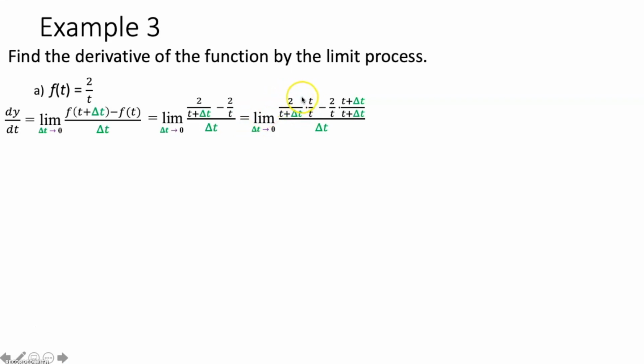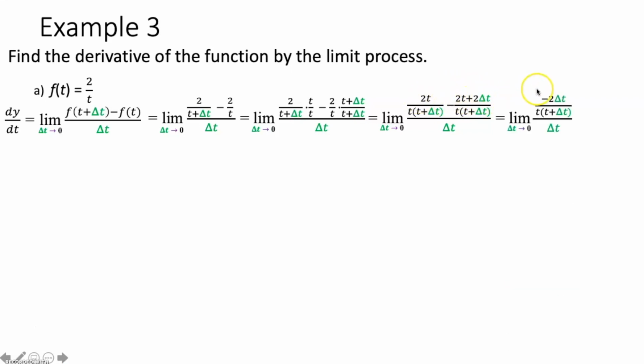I then multiply in the numerator over here. 2 times t, I get 2t. Over here, 2 times t gives you 2t. 2 times delta t gives you 2 delta t. Again, you have to distribute this 2 to the t and to the delta t. Now, both of these fractions have a common denominator, so I can subtract the numerators. It's going to be 2t minus 2t minus 2 delta t. Again, don't forget to distribute this negative to the 2t and to the 2 delta t. So 2t minus 2t, those are going to cancel each other out, and we're just left with negative 2 delta t up here.